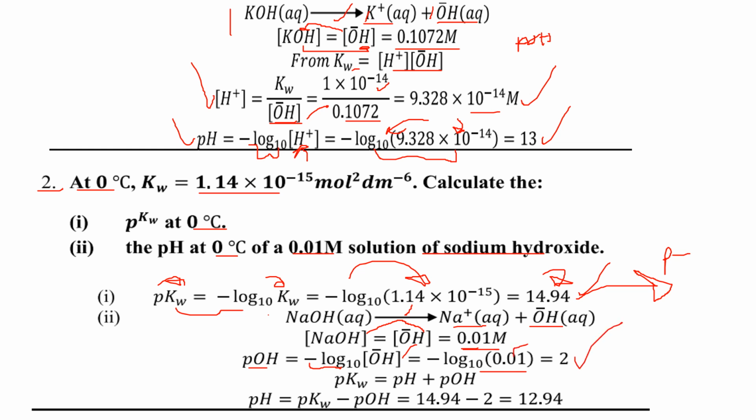Now using the formula for pKw being equal to pH plus pOH, if you make pH the subject here, we shall remain with pH being equal to pKw minus pOH. Then you remain with 14.94 because we had already calculated pKw. So you remain with 14.94 less 2, so that you are getting 12.94.